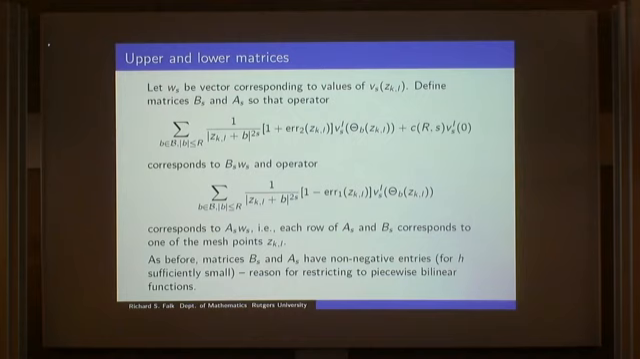So again, I take my vector corresponding to the eigenfunction of that interpolant. I define the matrices, and that gives me the elements of the matrices. The key thing is these matrices have non-negative entries, at least for h sufficiently small. That's why I did bilinear functions.